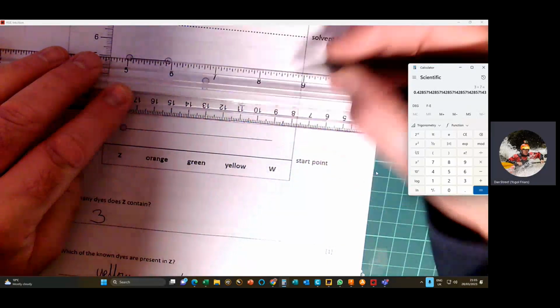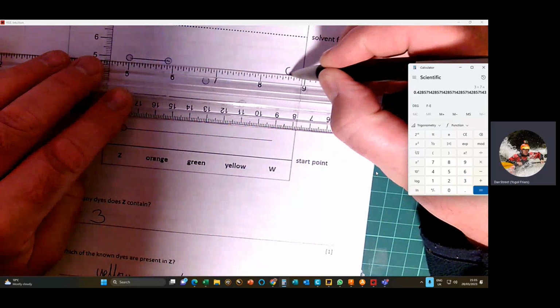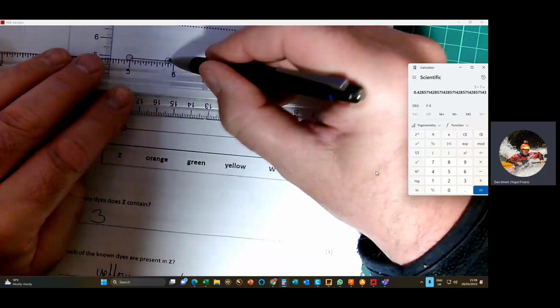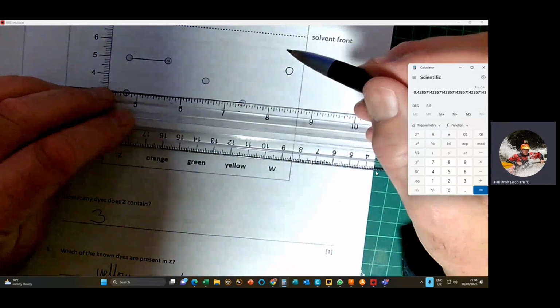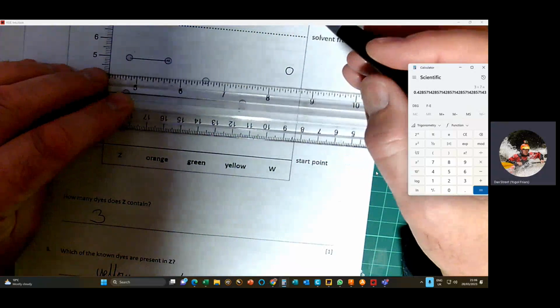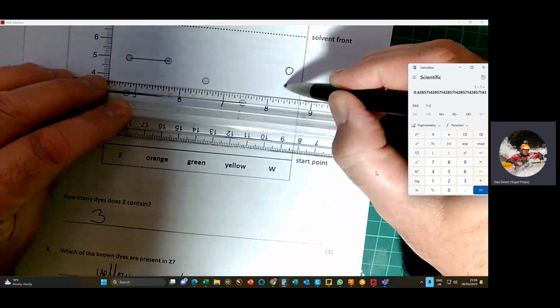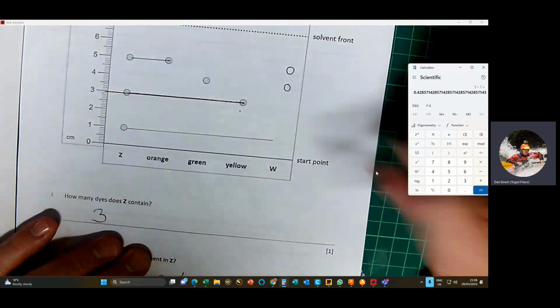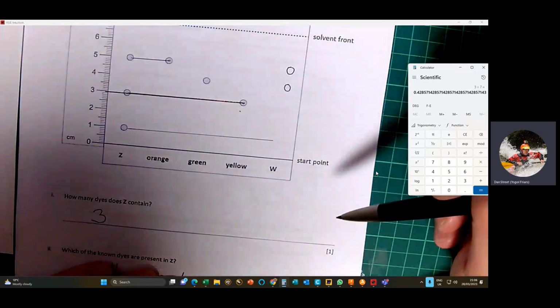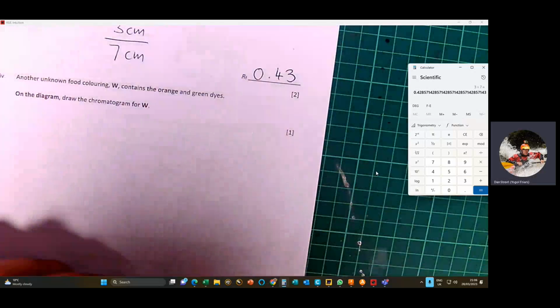Okay, so we need to draw a blob above the W that's consistent with that one. And the green dye is this one here. So again, we need to draw a blob above the W, which is level with that one. Okay, so those 2 blobs there define the green and the orange dyes. Okay, so that was question number 5.